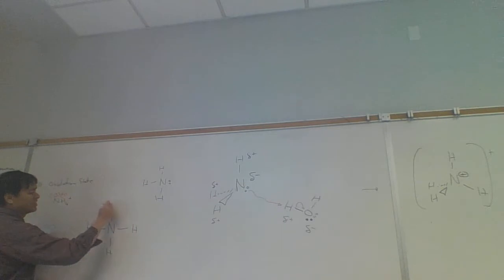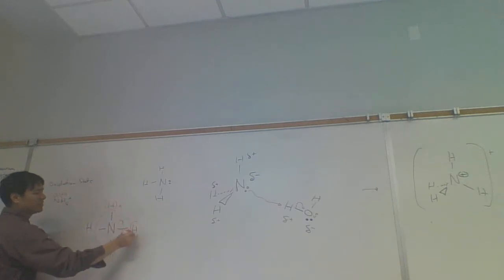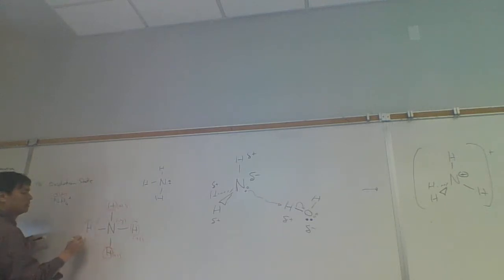And hydrogen ends up with none. And so nitrogen takes all the electrons, and so we end up with a -3. And then each hydrogen ends up with no electrons, and so that ends up being +1.